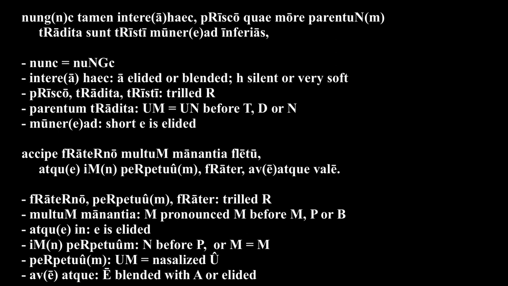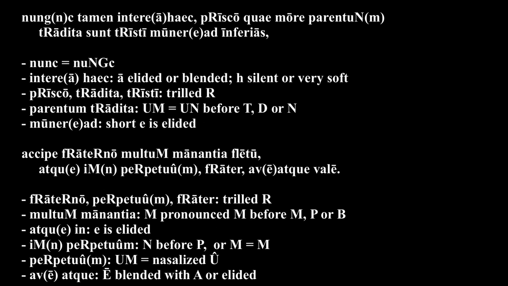So for fraterno, perpetuum, fRater, they all have a trilled R. Multum manantia, in multum, the M is pronounced like an M because it's before an M or a P or a B. At quin, the short E is elided, so it's atquim, then imperpetuum, the N before a P would be pronounced like an M, so it's imperpetuum, not in perpetuum. For perpetuum, the UM would become a nasalized U.